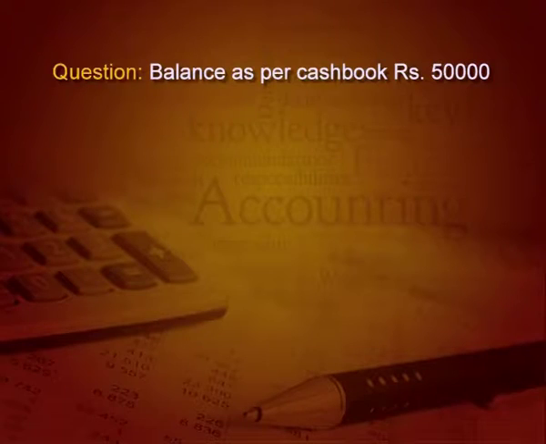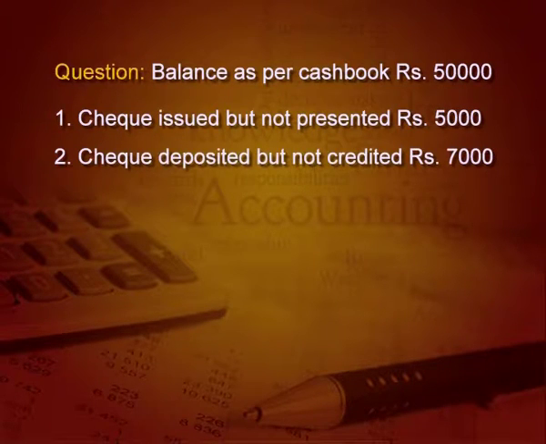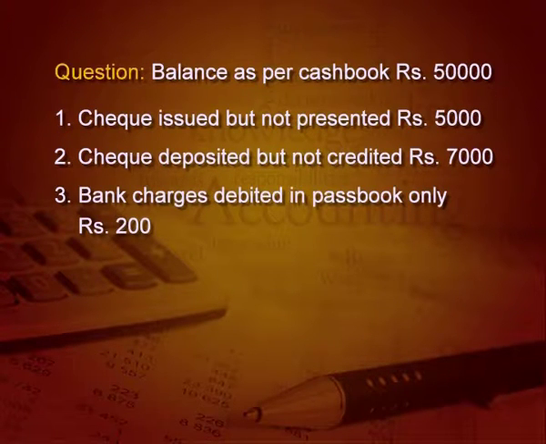Let us start with the question. Balance as per cash book given 50,000. First entry, check issued but not presented 5,000. Second entry, check deposited but not credited 7,000. Third one, bank charges debited in passbook only 200.